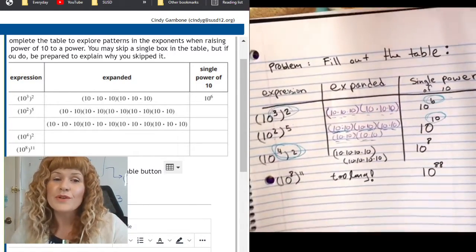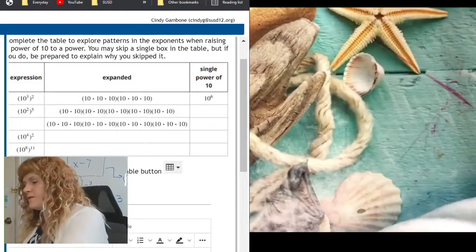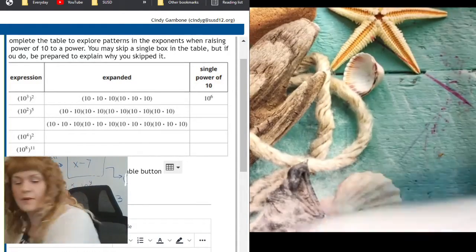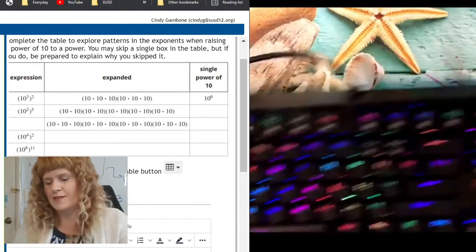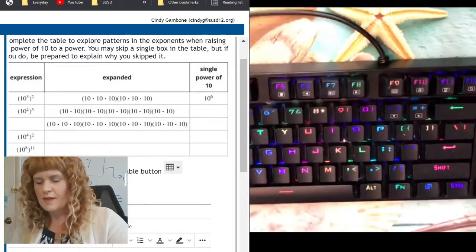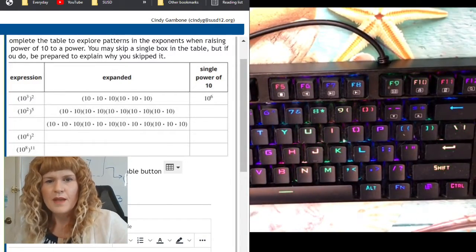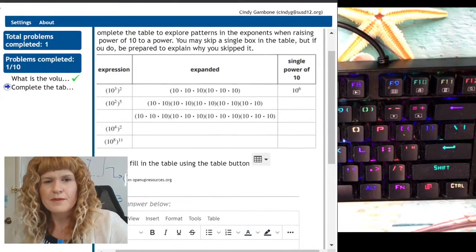Now you have it in your notes, but you still have to do it for the assignment because that's what I'm grading. I'm not going to pop out of your screen and check your notes. So let me get my keyboard here and go to my computer.